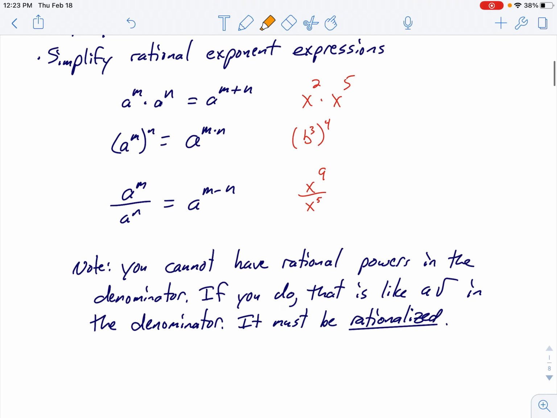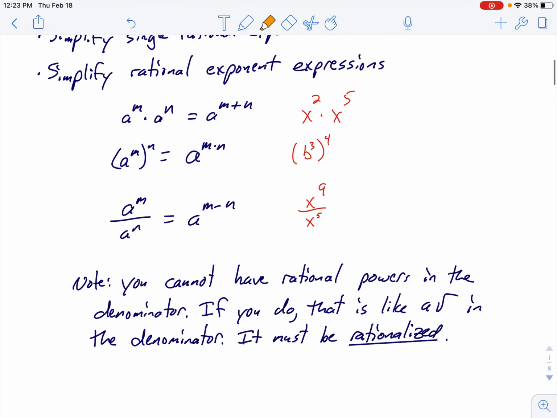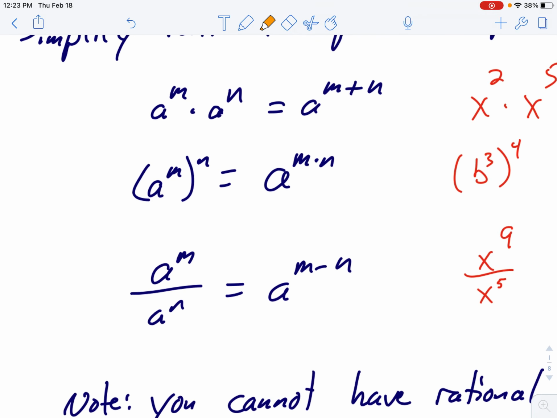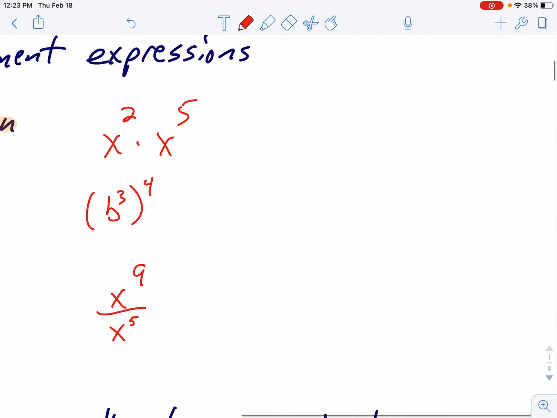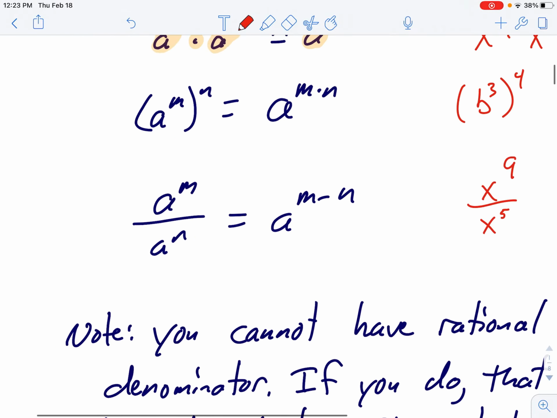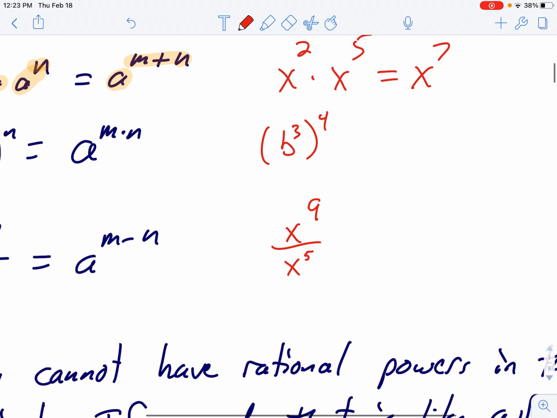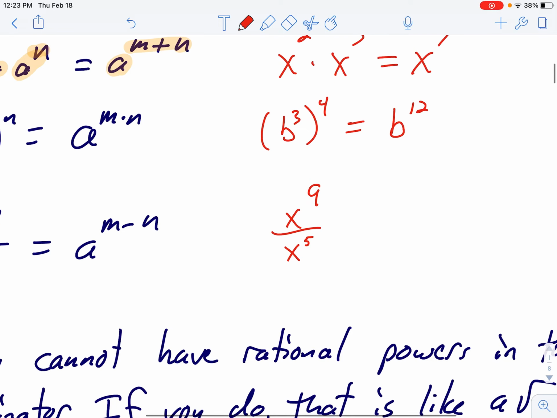Simplify rational exponent expressions goes back to rules of exponents. For example, when you have the same base to different powers, and they're multiplied together, you can simplify this by adding the powers. When it's whole numbers, that's no big deal. This is something that should be fairly second nature to you. X squared times x to the 5th, well, that's just x to the 7th, 2 plus 5. When you have a power raised to a power, you multiply them. So b to the 3rd to the 4th, that's b to the 12th, 3 times 4.